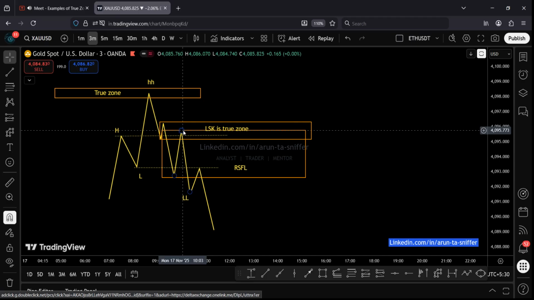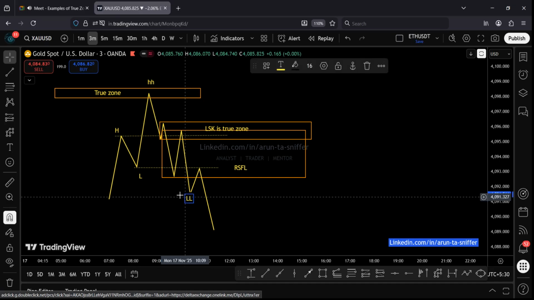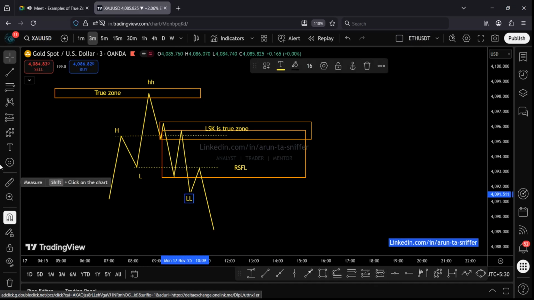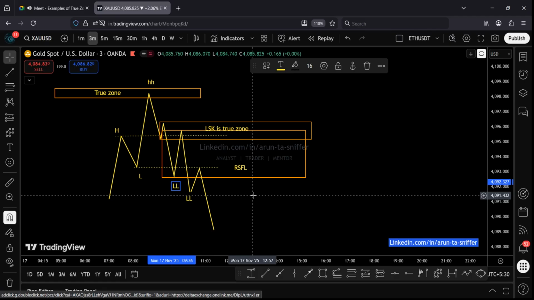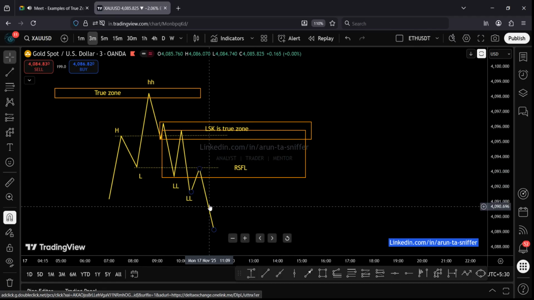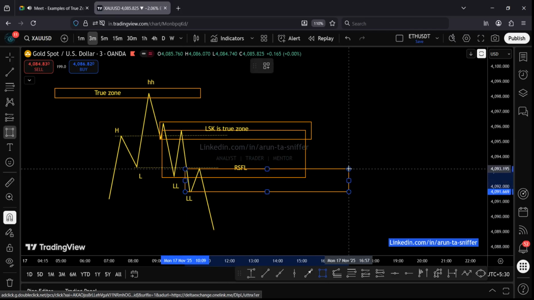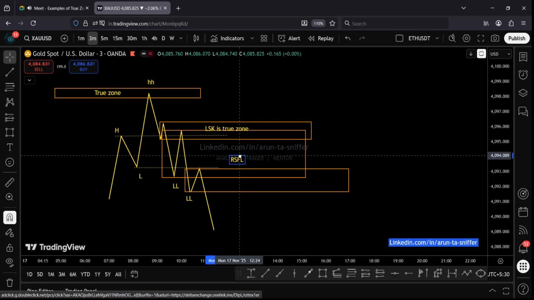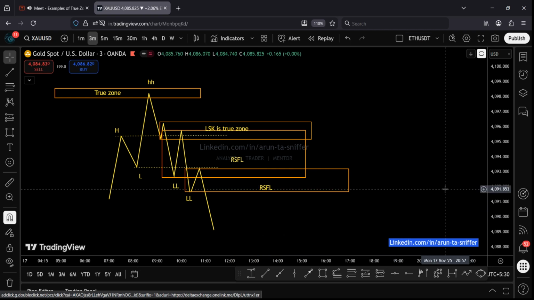So what is happening? Price is hitting here at LSK, coming back, crossing this low. This one is also a low. Crossing this low, it makes another low. This is a lower low, and this is also a lower low. It makes another lower low, so there will be another zone here. This will also be our RSFL. This is our second type of RSFL on the same chart.